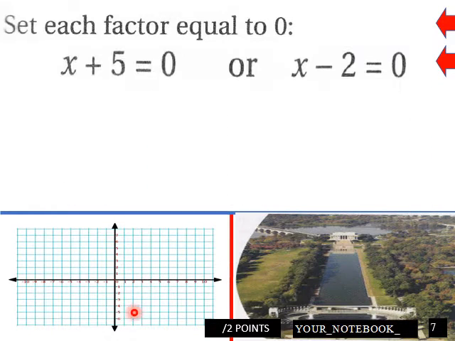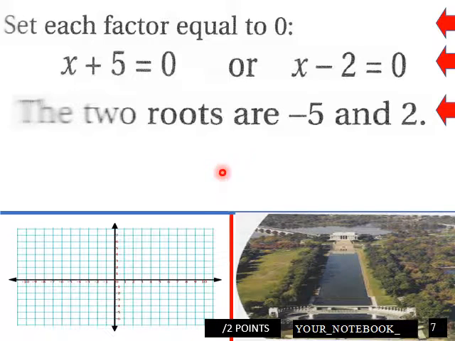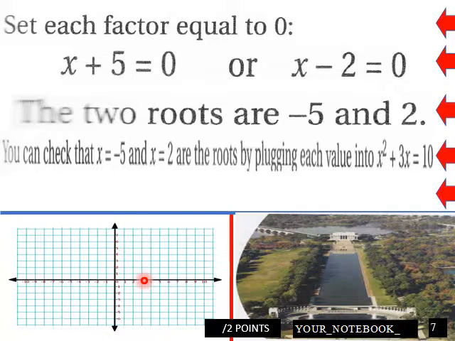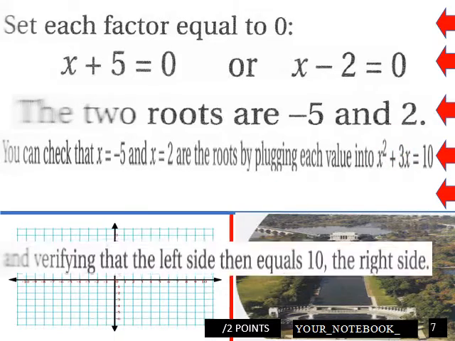Set each factor equal to 0. So we have x plus 5 equals 0, x minus 2 equals 0. So our two roots are negative 5 and 2. That would be where your parabola crosses. You can check that negative 5 and 2 are roots by plugging each value into this quadratic and seeing if it is valid.